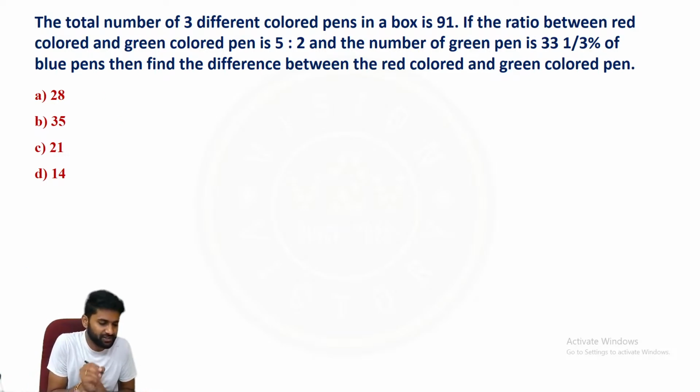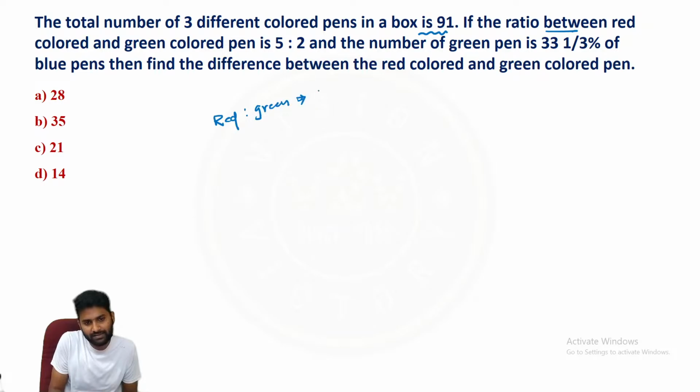Now, let's see this information. The total number of 3 different colored pens in the box is 90. The ratio between red color and green color is 5 is to 2. And the number of green pens is 33 1/3 percentage.